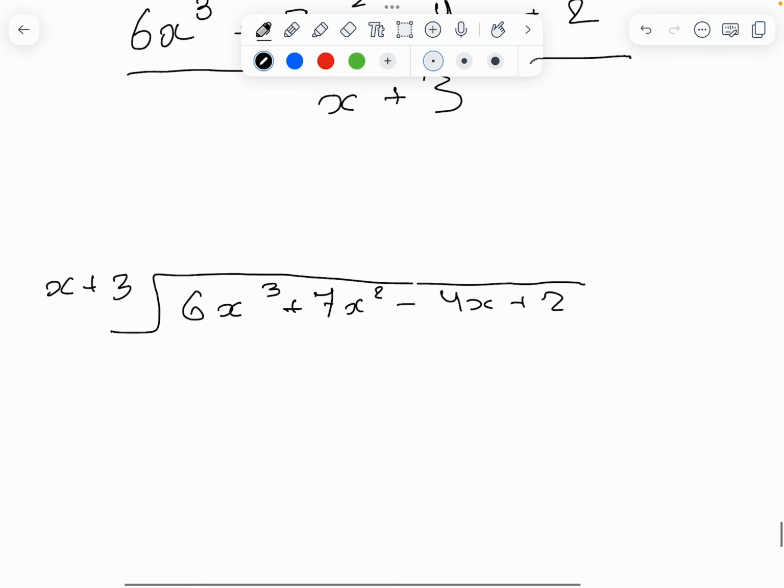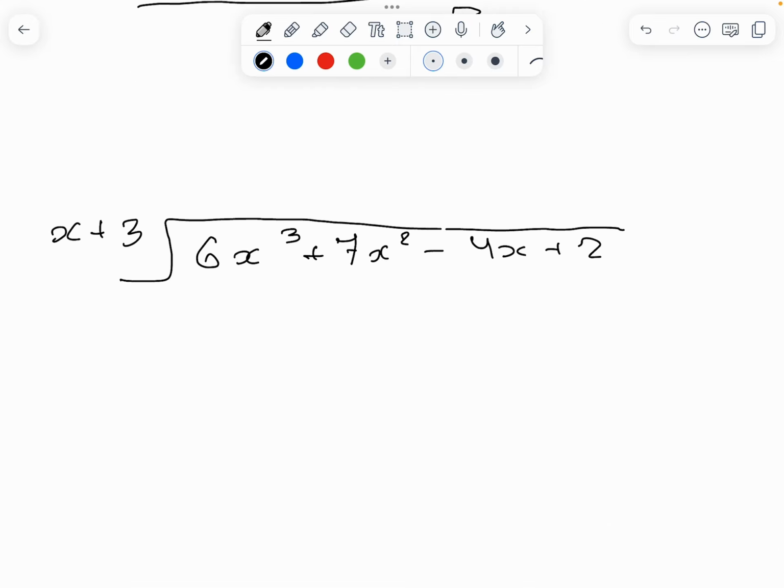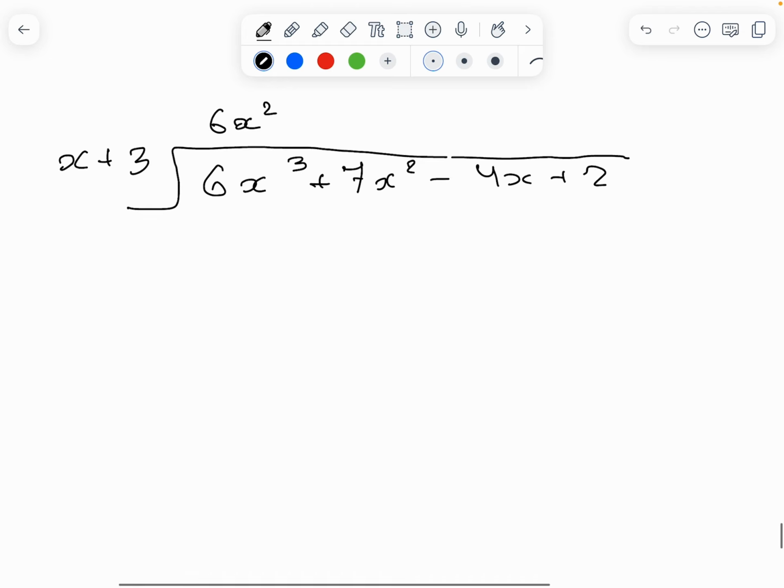Right. So you look at the largest term to actually divide with. To go from x plus 3 to 6x cubed, what would need to be done? It's as simple as multiplying x by 6x squared, right? So we multiply 6x squared by x and we get 6x cubed, but we also have the 3, so we multiply the 3 by 6x squared and we get 18x squared.